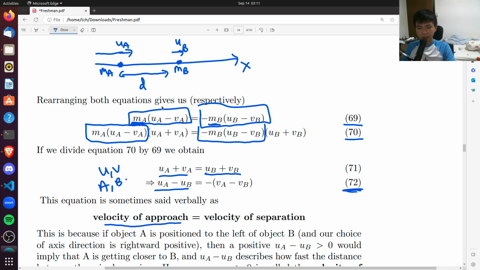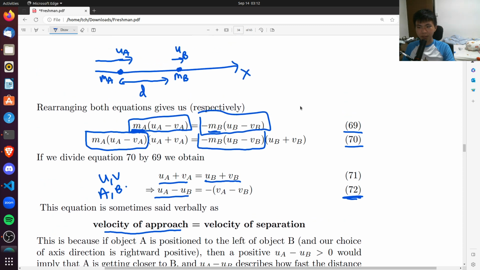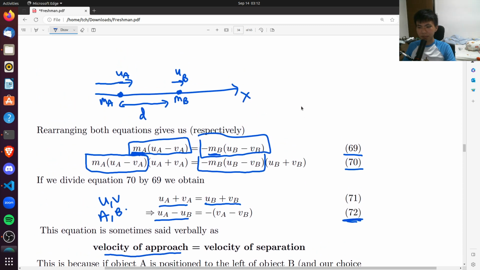Likewise, if we think of the same scenario but after the collision, you have your masses MA and MB, but they're moving at velocities VA and VB, because V stands for the final velocity. So VA and VB.